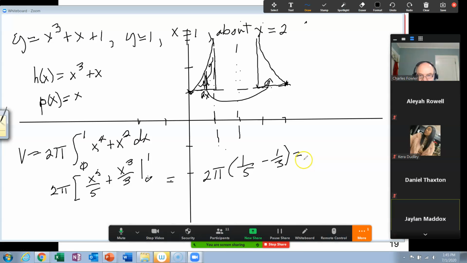And write that in terms of 15ths. I think we've been here before. Oh, wait, wrong. Okay, sorry about this. I was doing my radius from the y-axis. It's not from the y-axis. This is wrong. So let's get rid of this and this.